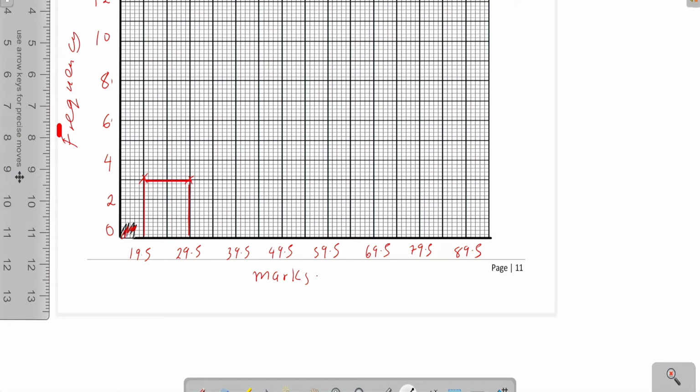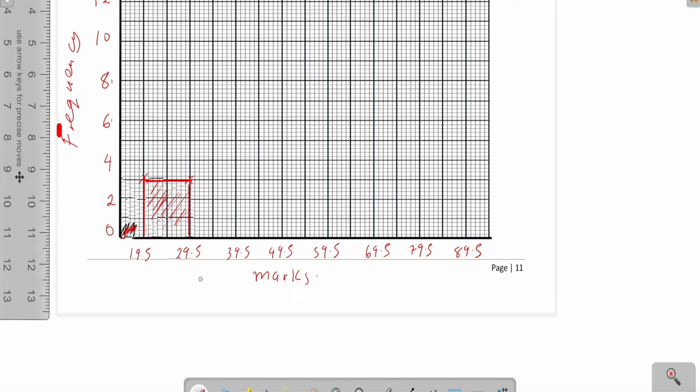So you can also shade it if you want. If you don't want, don't shade it too much. So let me just shade it to show it. It is not a must for you to shade it. If you don't want, don't shade it.